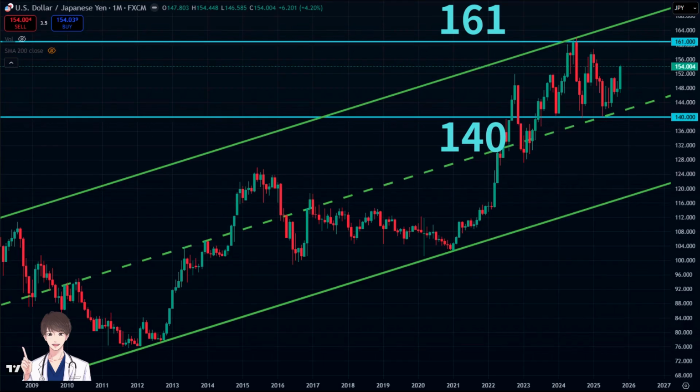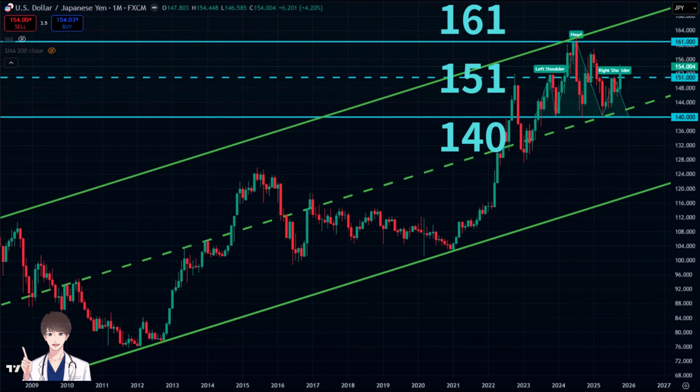Until recently, this structure could be seen as a possible head and shoulders pattern, with the neckline near 140, the shoulders around 151, and the head at 161. However, the October candle closed near 154, clearly above 151, which invalidates that pattern for now.